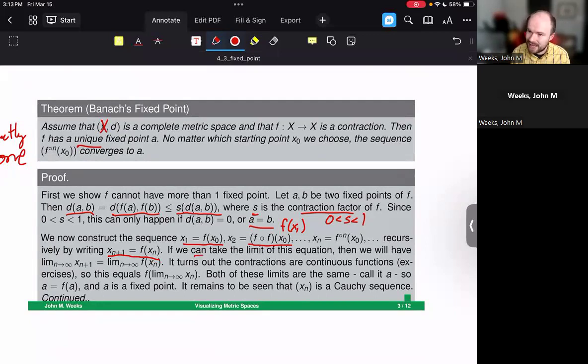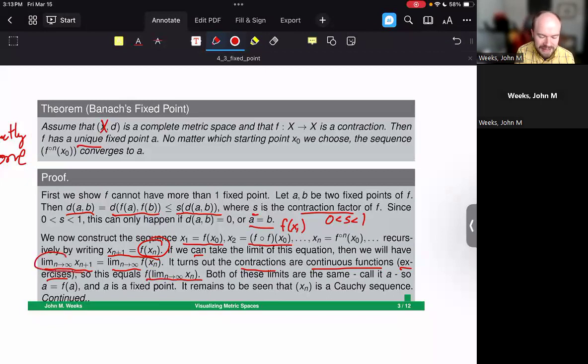That'll be what the next slide is going to be about. So let's say that we've gone through the next slide and shown that we can take a limit of this sequence. Then the limit as n goes to infinity of x sub n plus 1 is the limit as n goes to infinity of f of x sub n. It's going to turn out that a contraction is a continuous function. That's going to be an exercise for you to go through and look at. So that means that we're able to bring the limit inside of this function: f of the limit as n goes to infinity of x sub n.